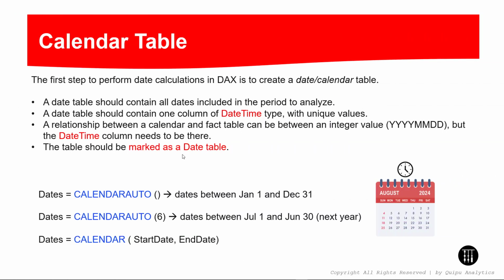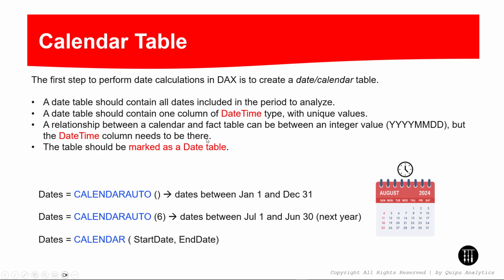Let's go over the first point here, a calendar table. If you are dealing with date calculations in Power BI, a calendar table is a must. You can see here the features for a calendar table. A calendar table should contain all dates included in the period to analyze. It also should contain one column of date time type with unique values.